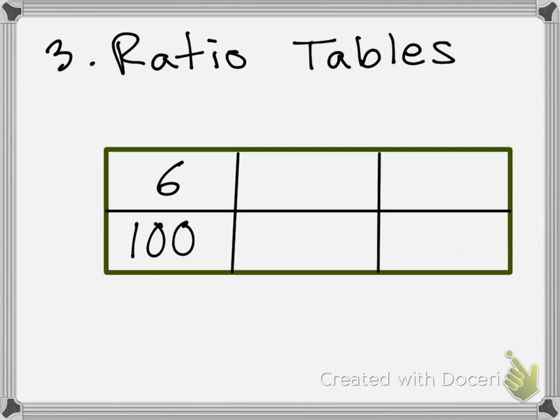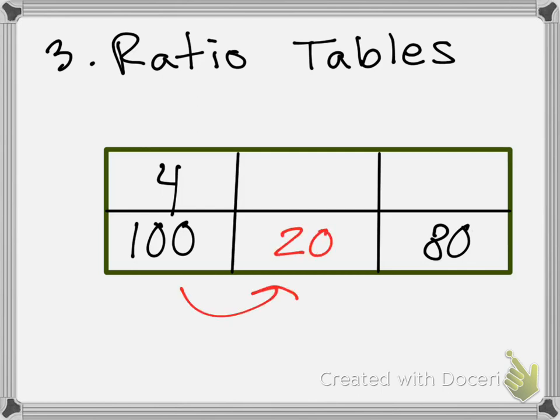Let's find out how much 4 out of 100 is out of 80. We think of something they have in common. Something they both have in common happens to be their greatest common factor, 20. How do we get from 100 down to 20? We divide by 5. Excellent, Jaden. How do we get from 20 to 80? Multiply times 4. So we do the same at the top and at the bottom.